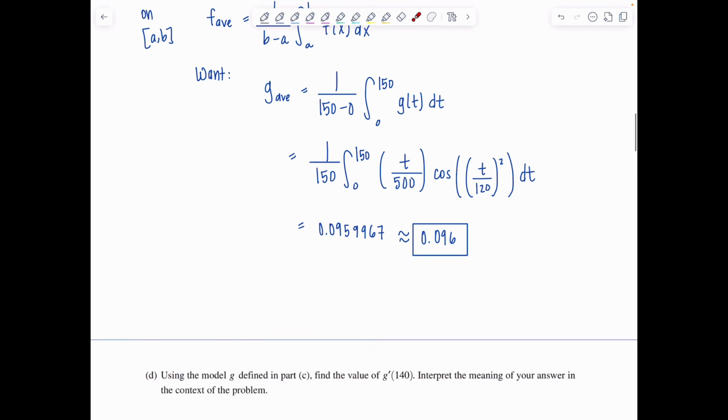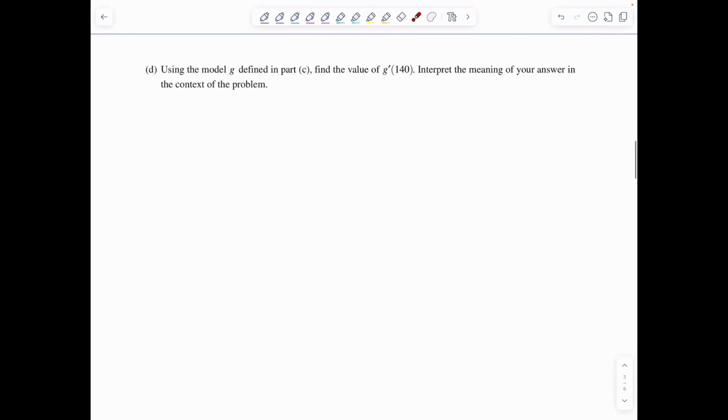Perfect. Part D, using the model G defined in part C, find the value of G prime of 140. Interpret the meaning of your answer in the context of this problem. Okay, so let me remind you, G of T is T over 500 times cosine of T over 120 squared. So we have to find G prime of 140.